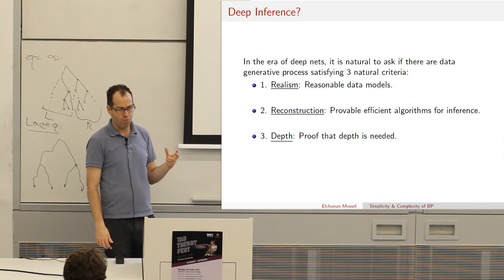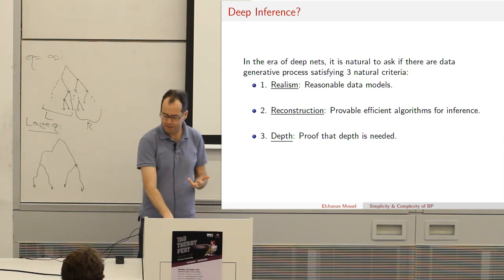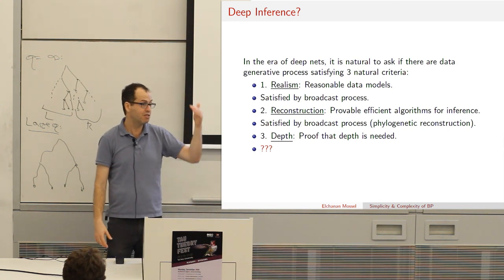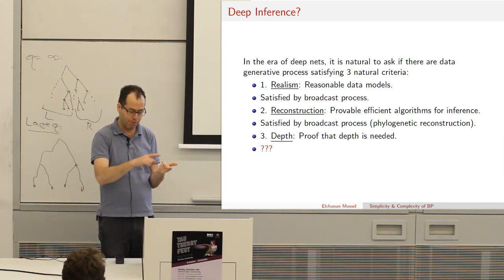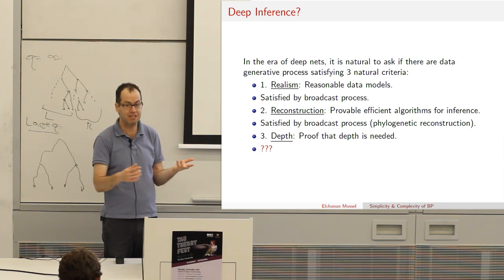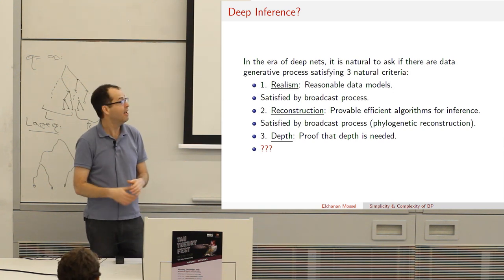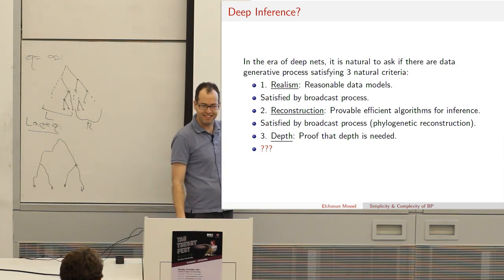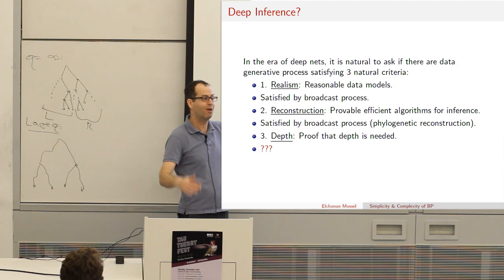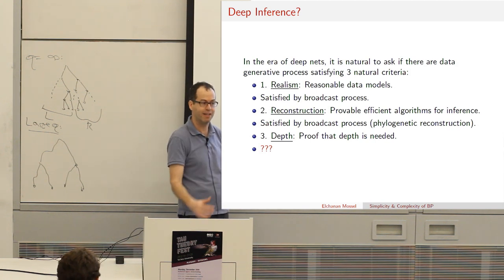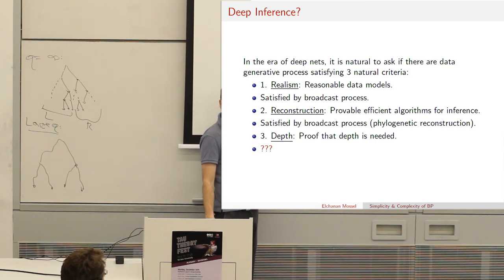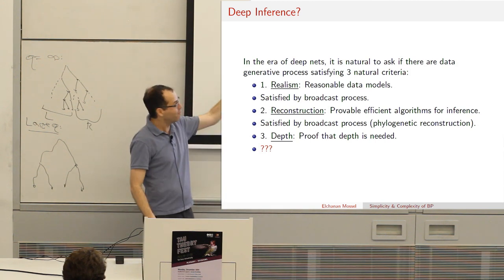And one of the reasons I talked to you about this broadcast process is that at least two of these properties we already have. This model of the broadcast on the trees, I didn't invent it. People use it in physics, people use it in biology. It's a reasonable, somewhat realistic model. Reconstruction is what you all decided not to hear about, which is phylogenetic reconstruction. So we have reconstruction algorithms for the models. If we have a lot of data points from this model, we can actually reconstruct it. Maybe the third question is depth. Do you really need depth for doing this inference? Do you really need depth for BP? Okay. So for me, this is one example.